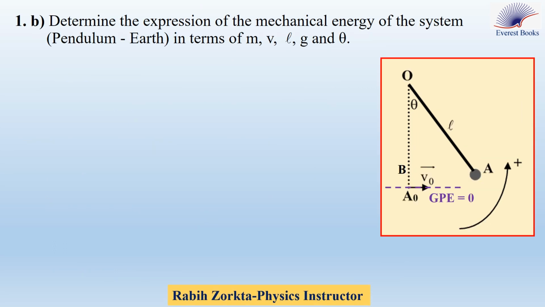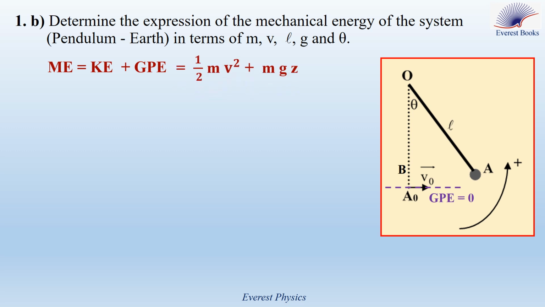Part 1b. Determine the expression of the mechanical energy of the system pendulum-Earth in terms of m, v, L, g, and theta. The mechanical energy is given by the kinetic energy plus the gravitational potential energy, which is equal to 1/2 m v squared plus m g z, where z is the altitude of the particle relative to the reference level for the gravitational potential energy. Look at the figure. Z is equal to BA0, which is equal to OA0 minus OB. OA0 is equal to L.